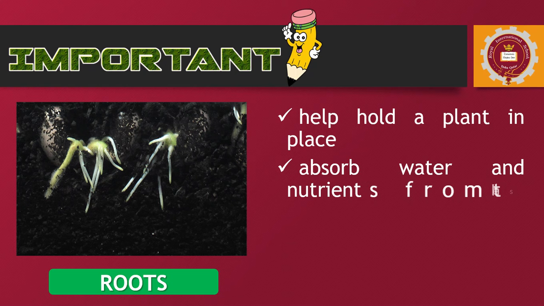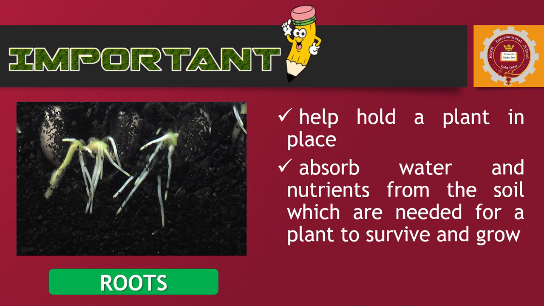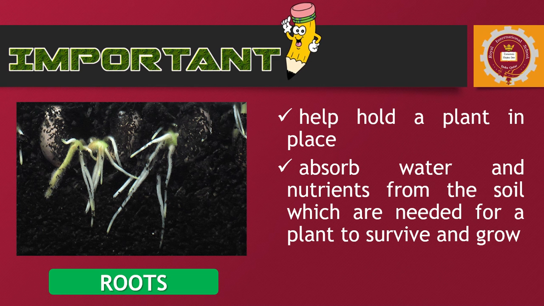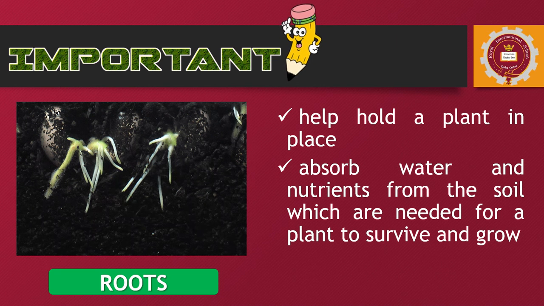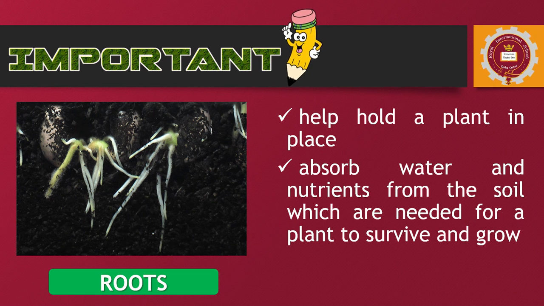Now let's talk about roots. So we already know what a root is. Roots are very important for any type of plant. Roots help hold a plant in place. Very important. That's a very strong function. It helps the plant remain strong so that any outside material does not drive it away. Okay, it helps hold the plant in its place.